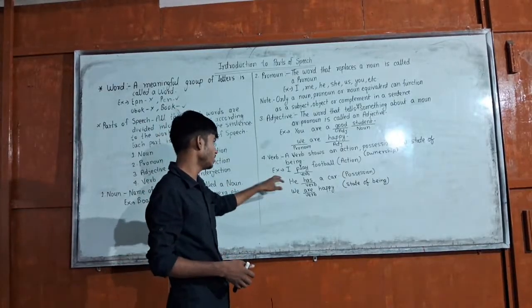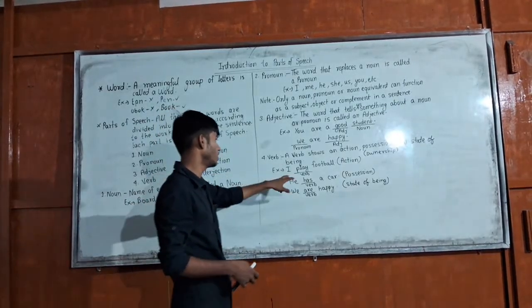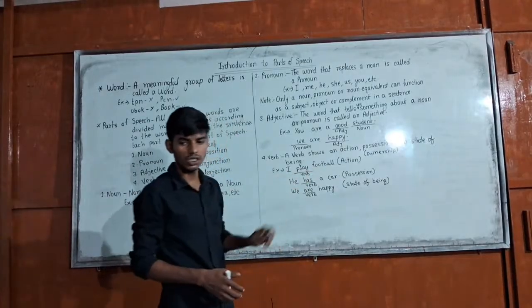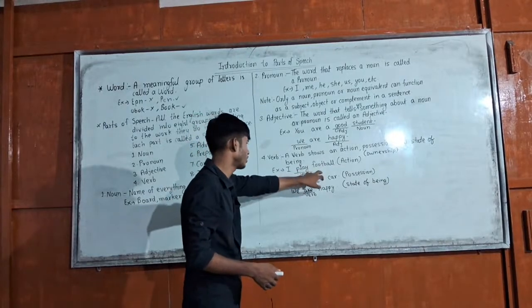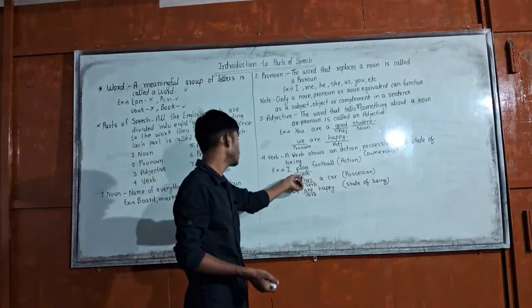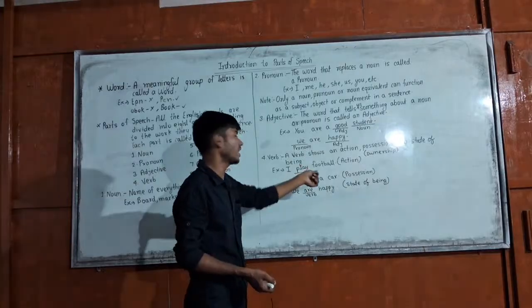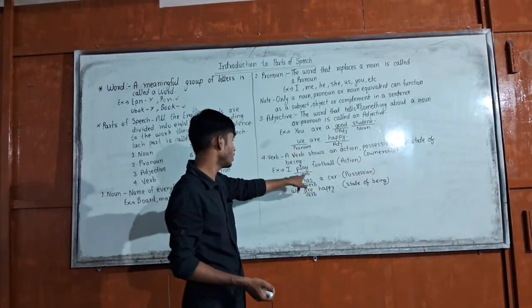For example, if I take the first example, I play football. What does it denote? I play football. It means मैं football खेलता हूँ. Here the word play denotes an action. So it will be called a verb.